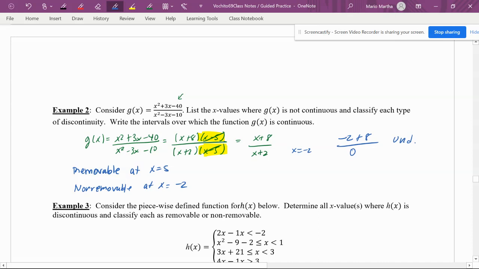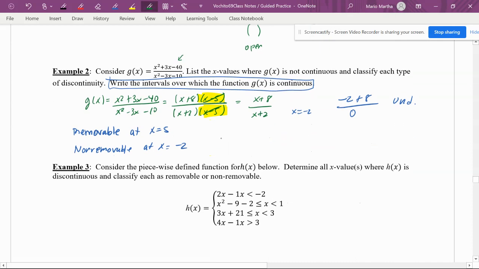And then they want us to write the intervals over which it's continuous. If we're talking about continuity, we can use open intervals. That means we're using parentheses, so we don't include the endpoints. And then for closed intervals, you use the closed brackets.